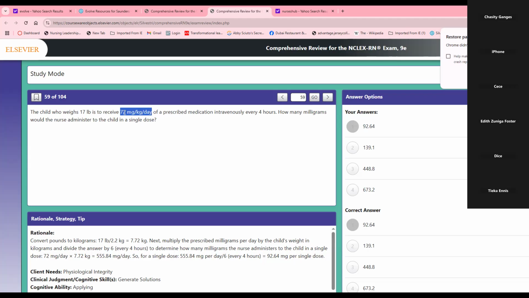Whenever you're calculating a daily dose, you have to go back and look at what they are asking you here. And if they're asking you for a single dose and you calculated a daily dose, you have to divide that by however many doses are given in the day. I just want you to see that part. I know for seniors, sometimes they will give you daily doses and sometimes ask you for a single dose.